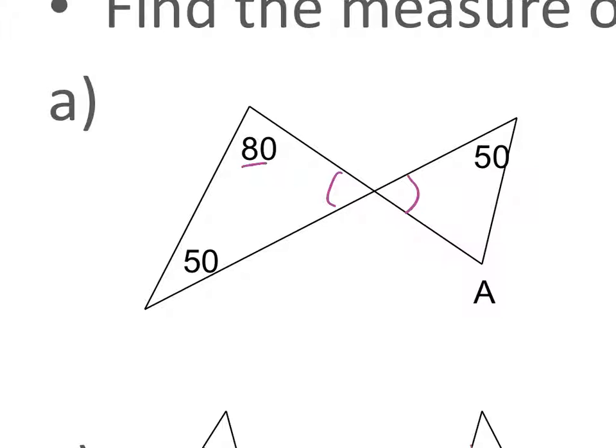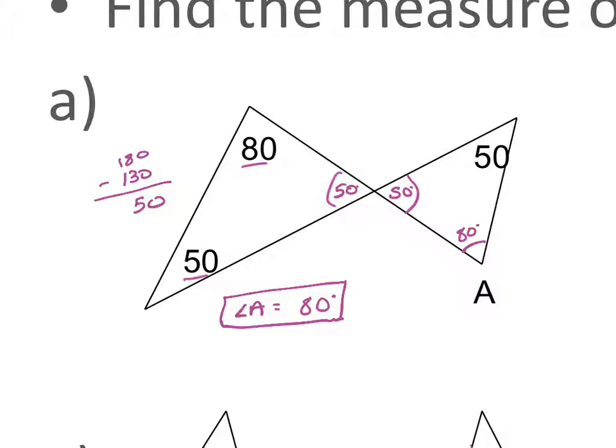So if I add up 80 and 50, I get what? 130. 130 subtracted from 180 means that last angle is 50 degrees. So if this is 50 degrees, this is 50 degrees. You with me so far? Yes. Which means that last angle has to be 80 degrees. So vertical angles are probably the thing that's going to continue throughout the rest of geometry. They never go away.